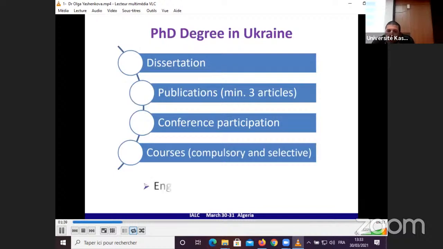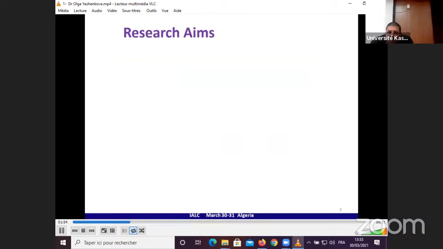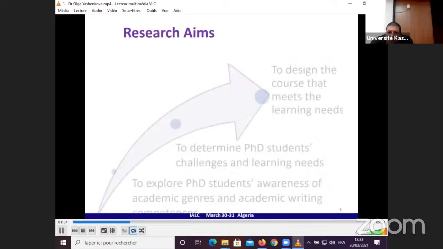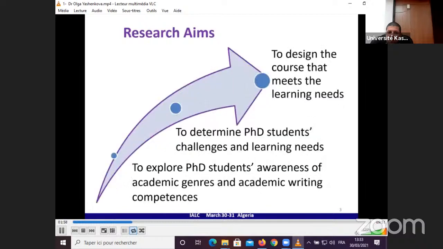So that is why the English academic writing course was introduced several years ago, and it was necessary to design the course to meet PhD students' needs and expectations. I conducted research that aimed to explore PhD students' awareness of academic genres and academic writing competencies, and determine their challenges and learning needs.